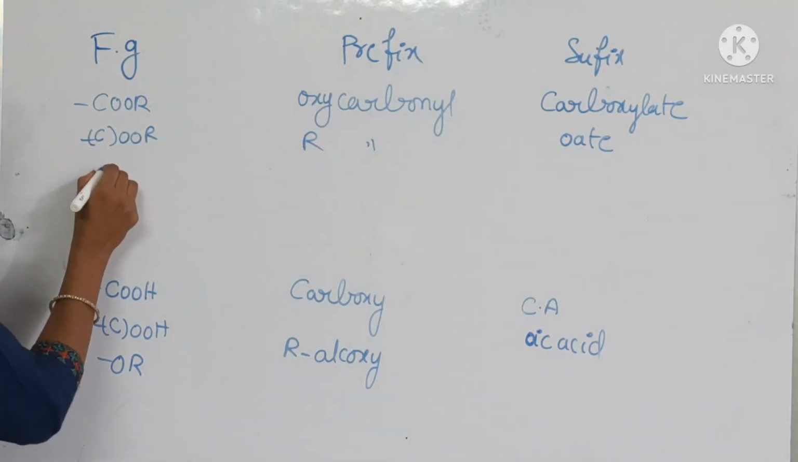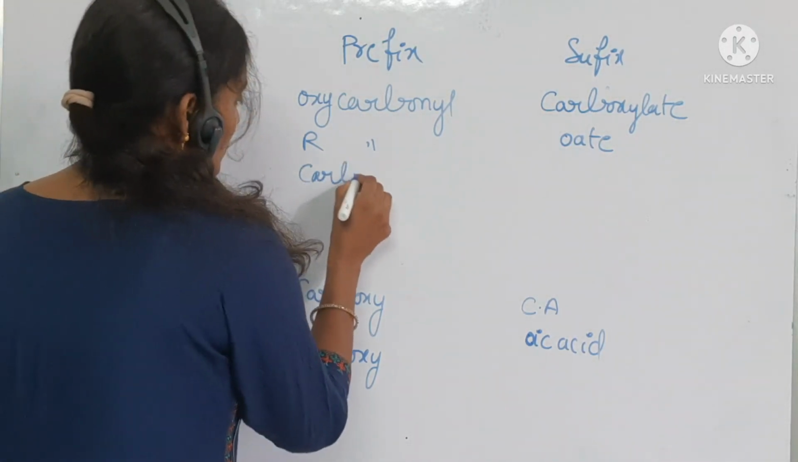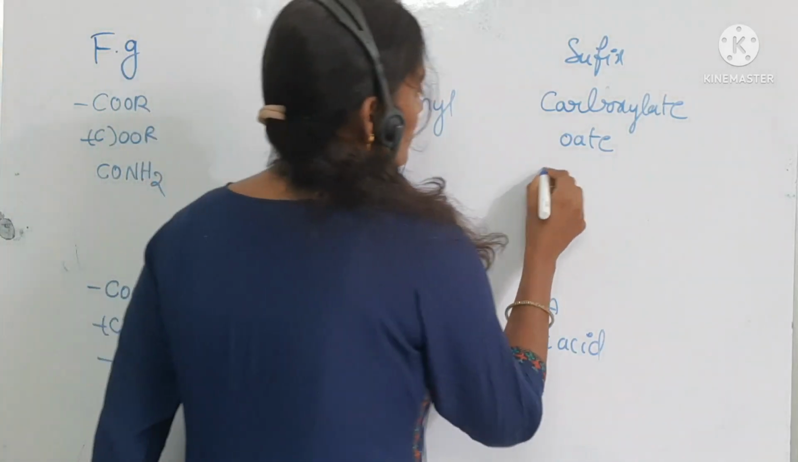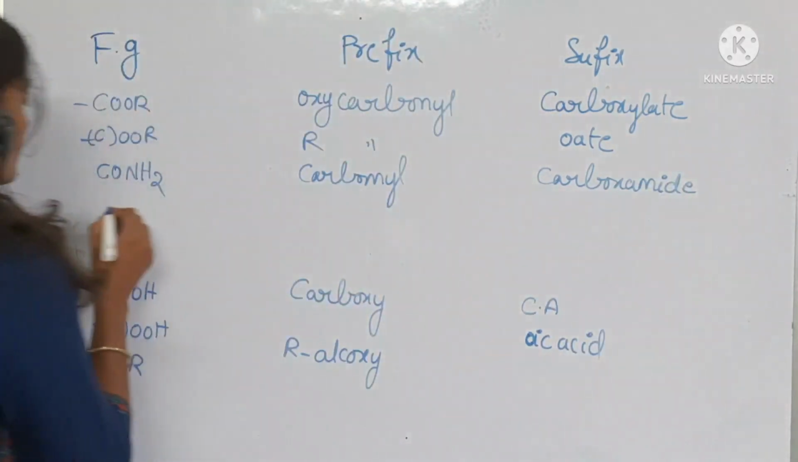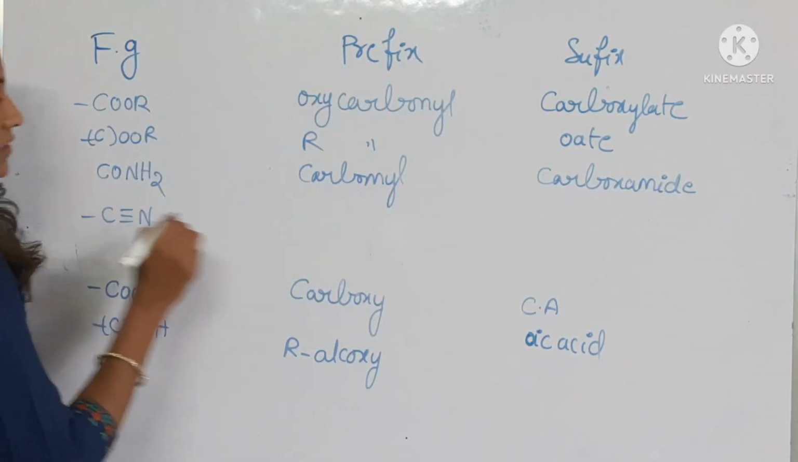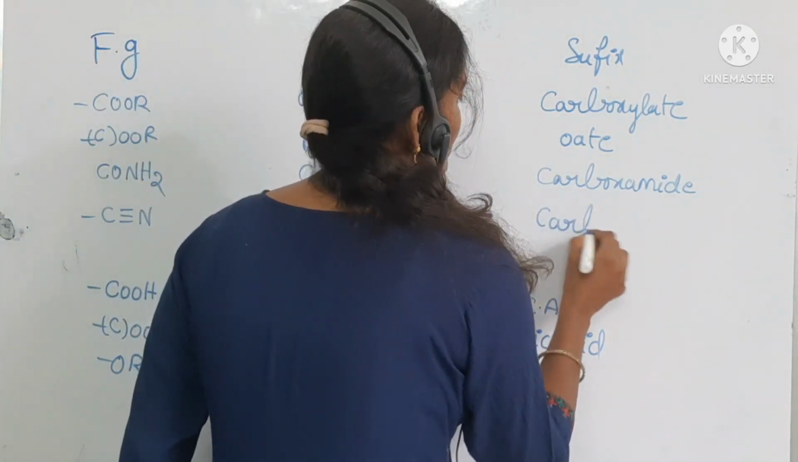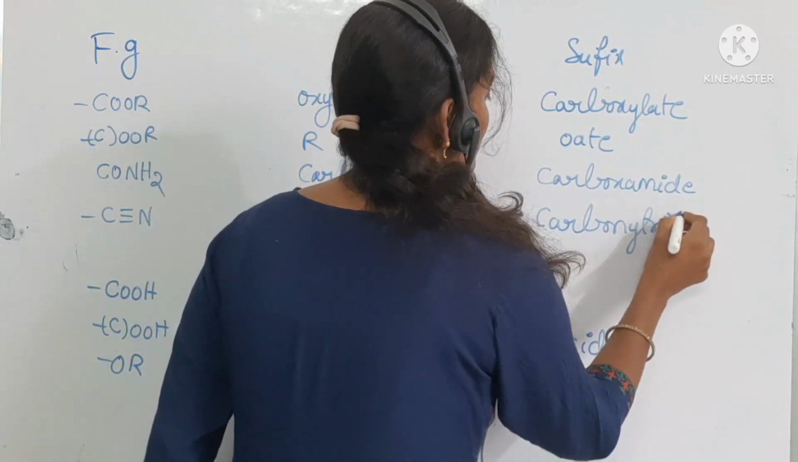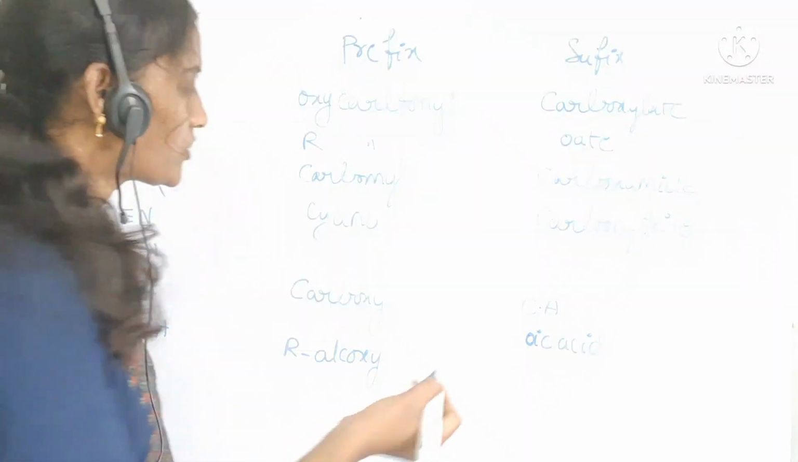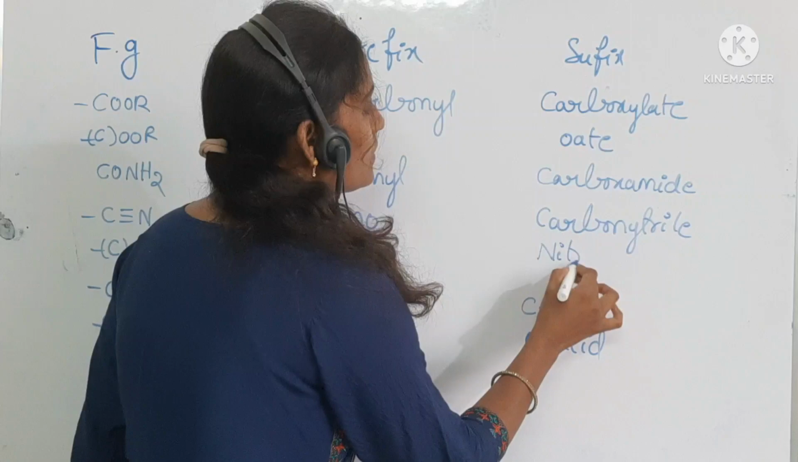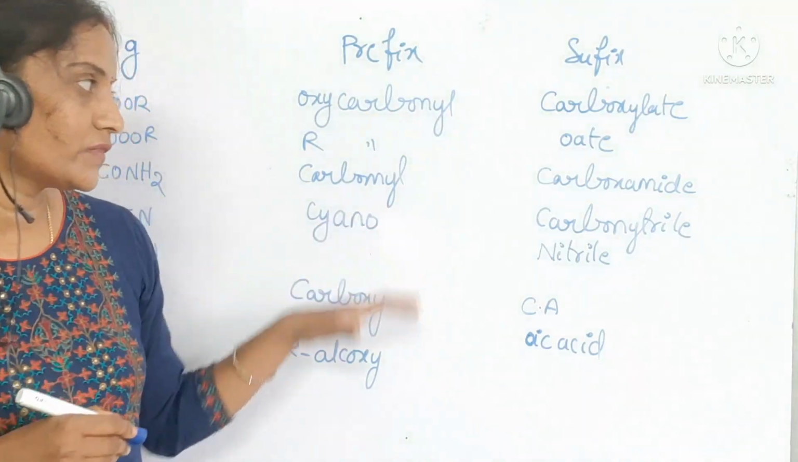Next, the amide functional group: carbamoyl for prefix, carboxamide for suffix. If a cyanide group is there: cyano for prefix, carbonitrile for suffix, students. Next, if the carbon atom of this nitrile is part of the principal chain, you call it nitrile for suffix. These are the functional groups involved in this session, okay.